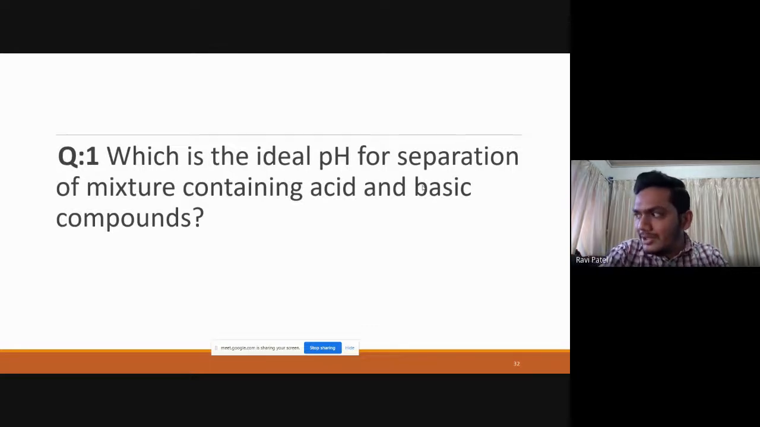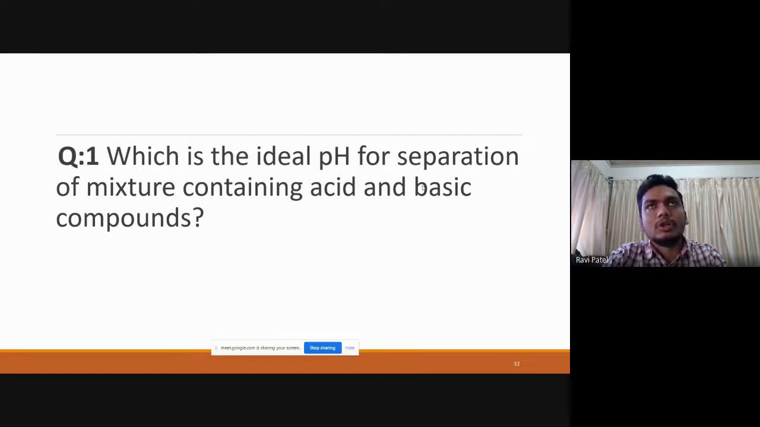Okay, so with this note I end my presentation, and I am taking two or three questions that I have written here. Which is the suitable pH for the separation of a mixture containing acidic and basic compounds, right? If you have a mixture where one drug is acidic in nature and another drug is basic in nature, and these two drugs have different pKa, one having an acidic pKa and the other a basic pKa, then what should I do? Which is the ideal pH that I have to use in our mobile phase? These types of questions generally arise.